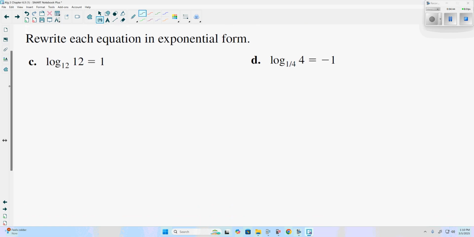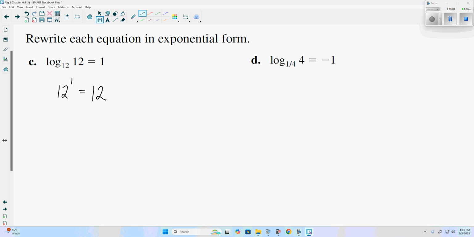Log base 12 of 12 equals 1. So how would we rewrite this as an exponential? 12 to the first. 12 to the first is equal to 12. And that's it. Let's look at the next one.